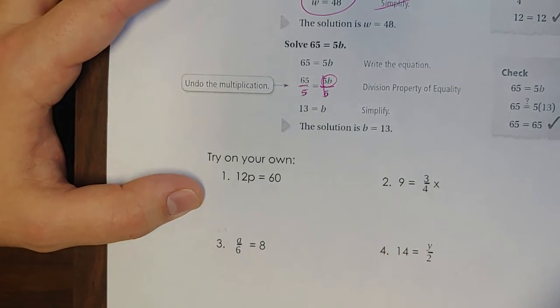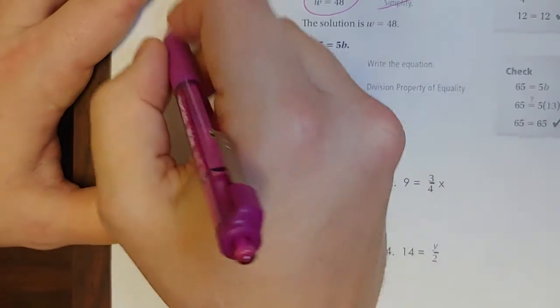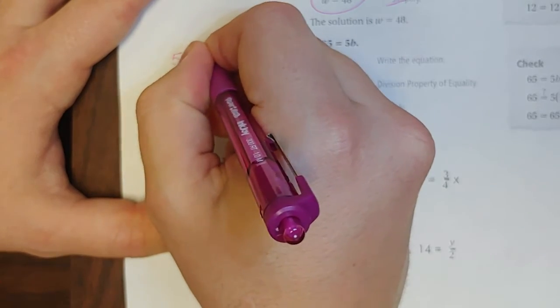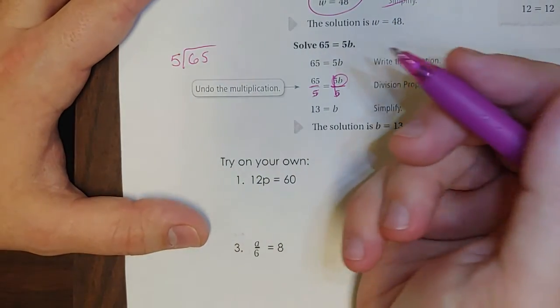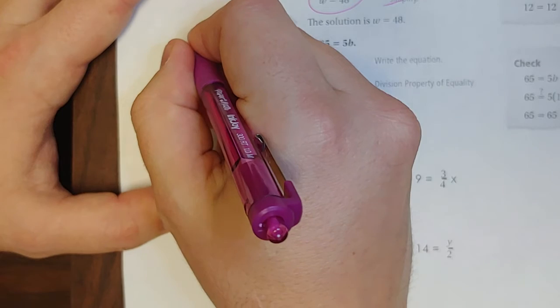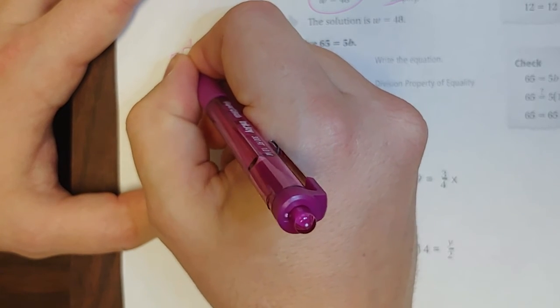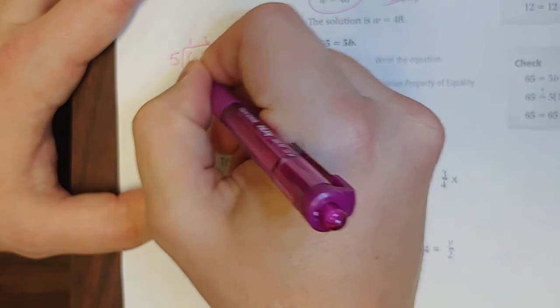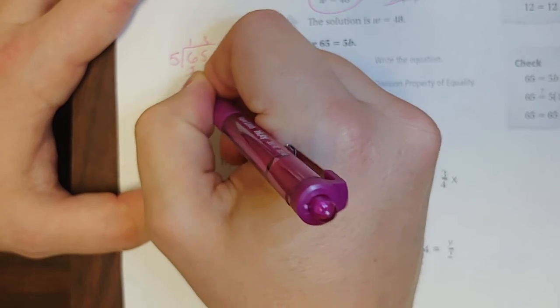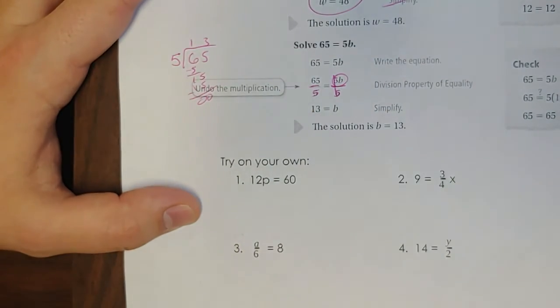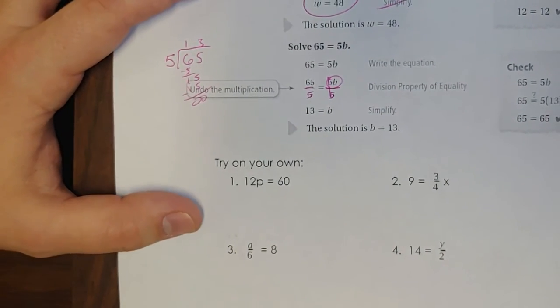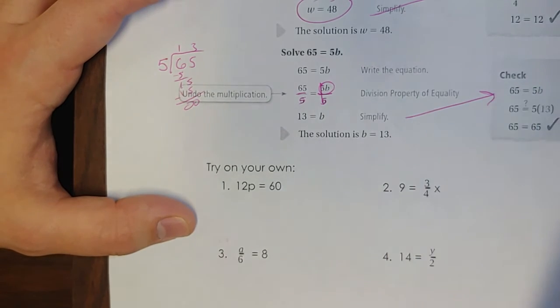Those cancel out, and 5 goes into 65 13 times. If you have to go over to the side and work it out because you don't know your 13 times table, who does? 5 goes into 6 one time, into 15. So it's 13, right? So 13 equals B.